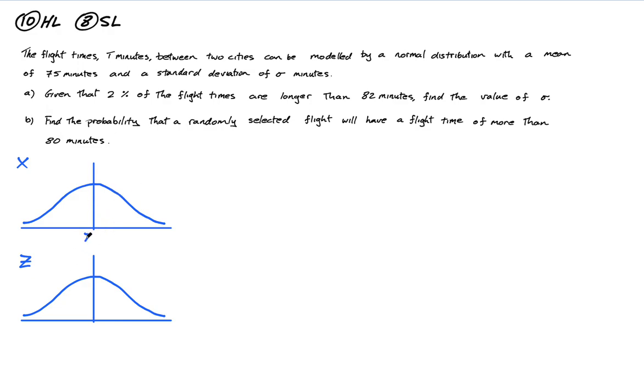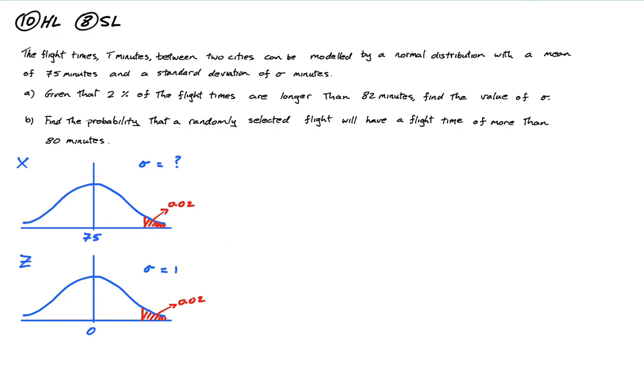This guy has a mean of 75 and a standard deviation of I don't know what, and this guy has a mean of 0 and a standard deviation of 1. Now we look at this bit of data here. He says, given that 2% of the flight times are longer than 82 minutes, find the value of sigma. So this area is going to be even less than this, but it's not that important. This is 2% or 0.02, which means this guy down here has to be 2% or 0.02.